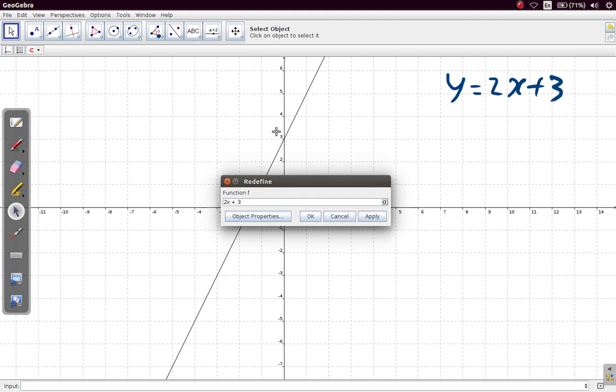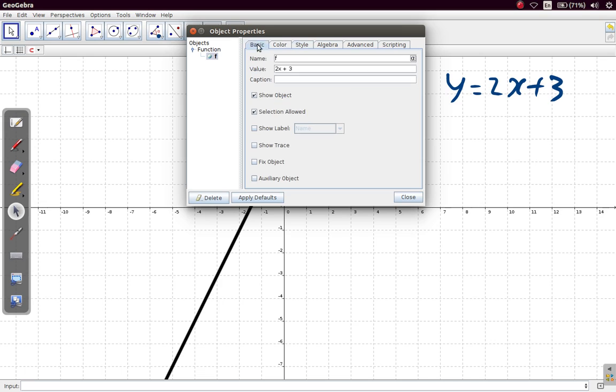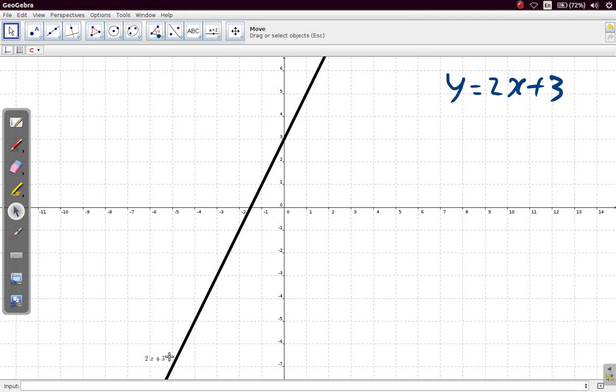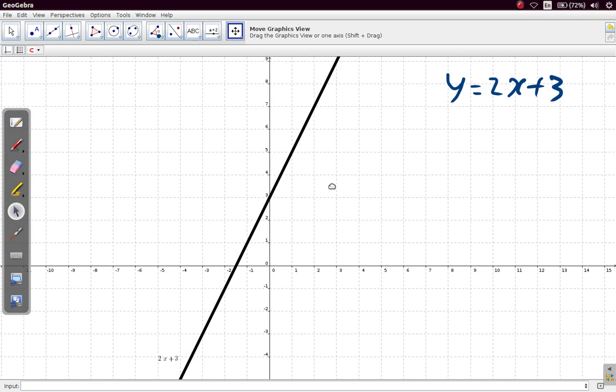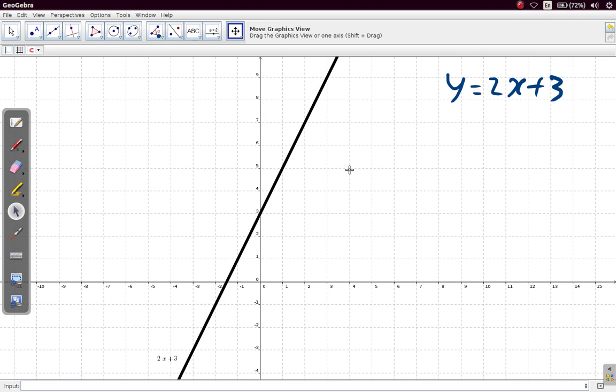Okay, let's thicken our line though. Let's make it thicker, and I like showing the label on it. The value of the label is 2x plus 3. You see that? Now let's look at something else here. We know from before that you can get the gradient of the line on the graph by drawing a right angle triangle. But there's some other method that you could use.